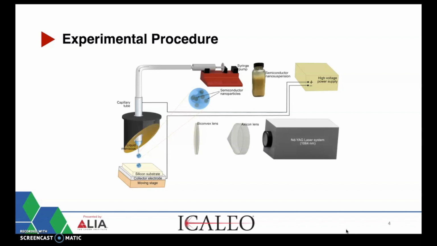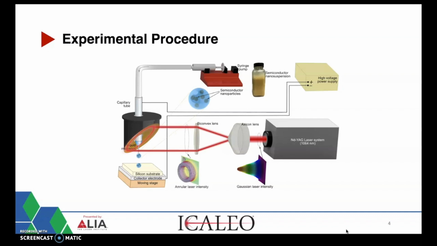Here, we have the optical setup. First, an Nd:YAG laser of 1064 nanometers is used to create a Gaussian laser beam. This Gaussian beam is converted into a laser ring by using an axicon lens and a biconvex lens. Finally, this annular beam is converted by a parabolic mirror into a hollow conical beam. The laser beam interacts with a droplet at a stationary point while the substrate is moved at a specific speed.